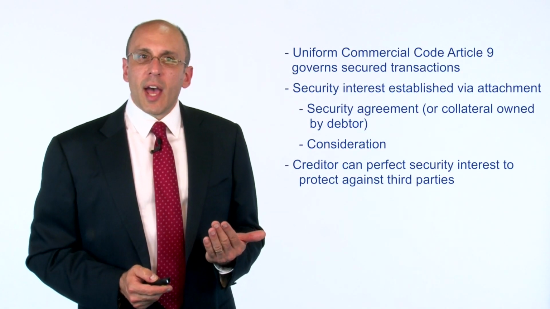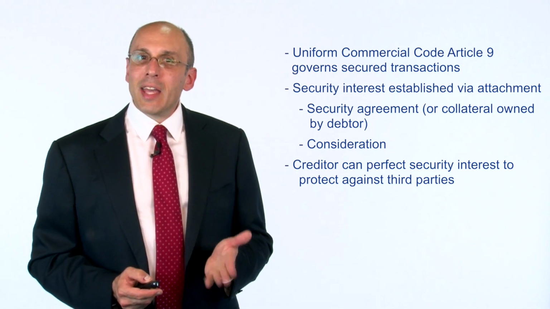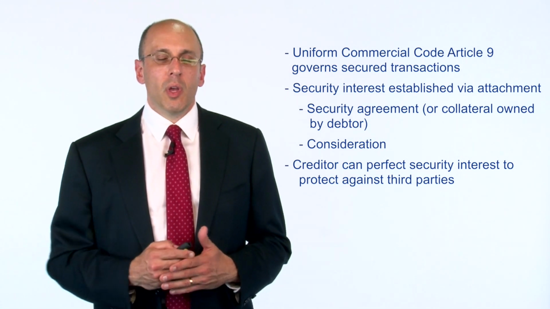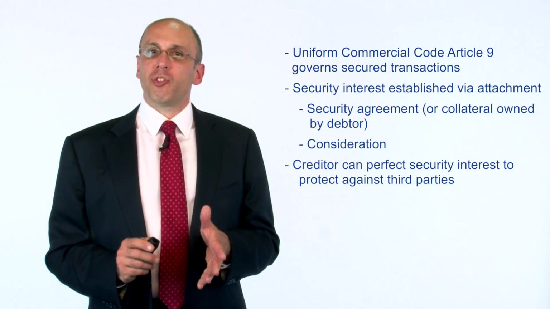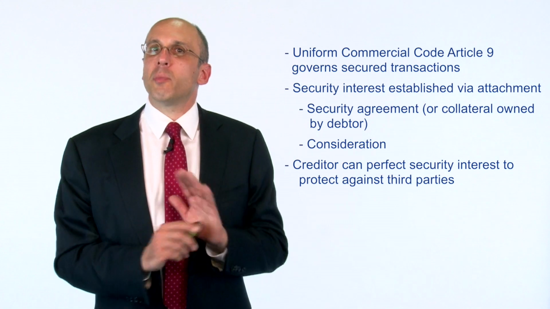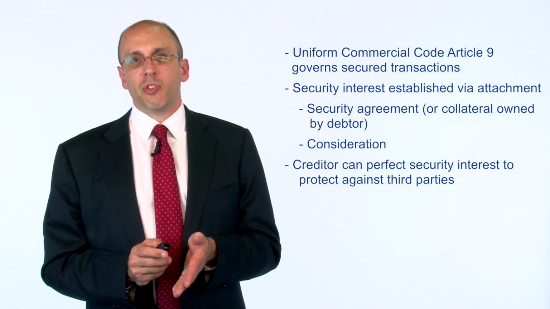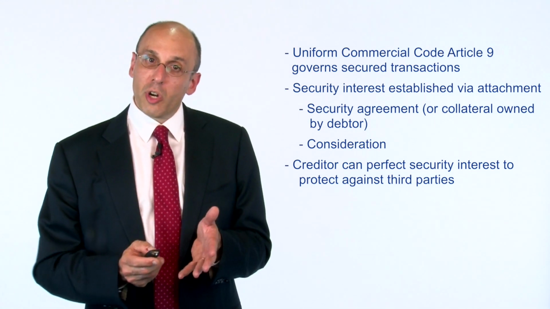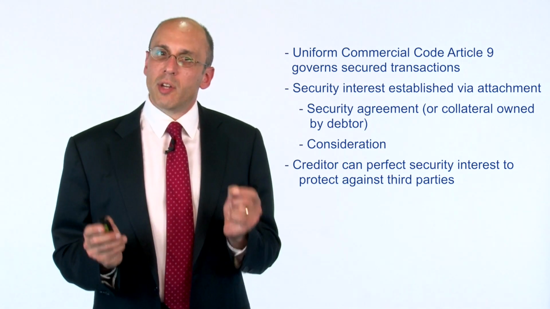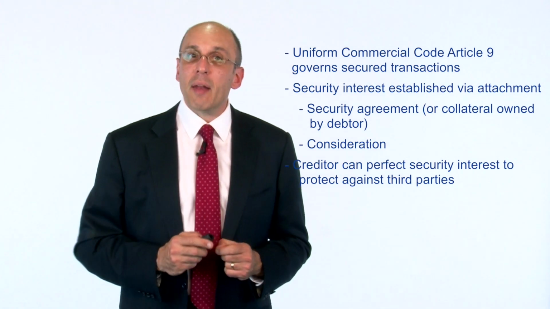Now let's look a little bit at how secured transactions work. Article 9 of the Uniform Commercial Code governs secured transactions. So in order to establish the security interest in the first place, there has to be an attachment. Without attachment, there's no enforcement. So the parties have to agree to create a security interest, which is known as a security agreement. The security agreement must be in writing. Why does it have to be in writing? The statute of frauds. Remember, we did that.